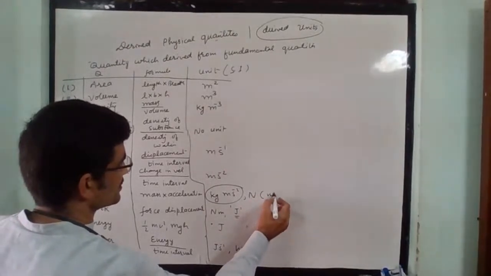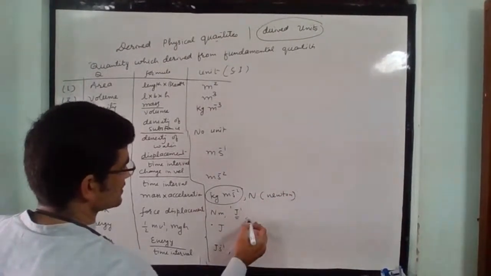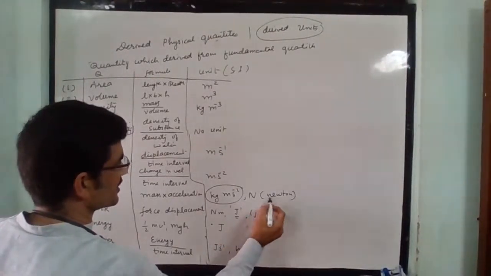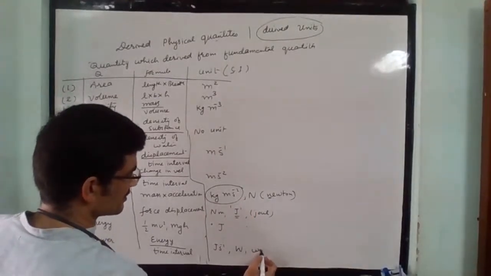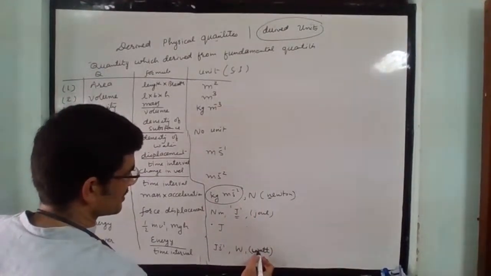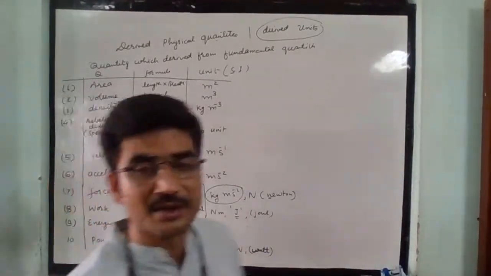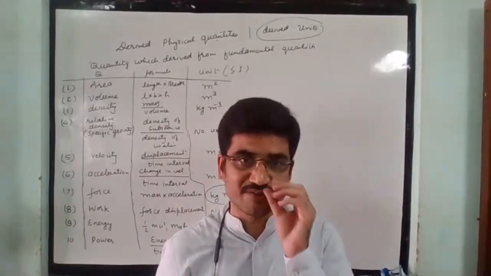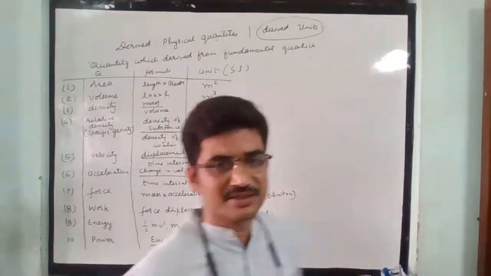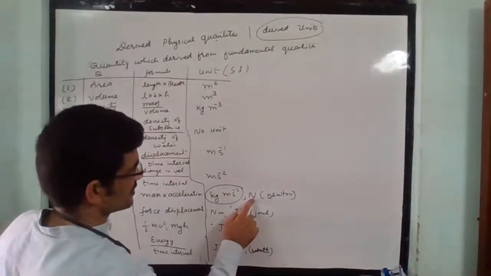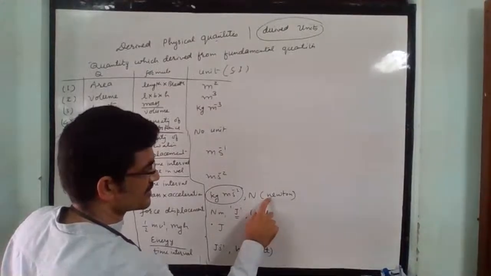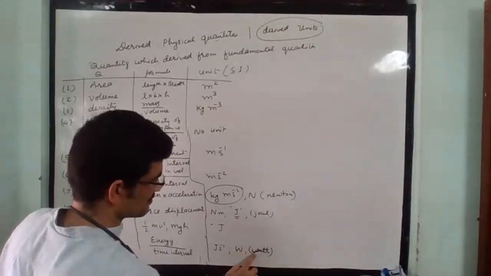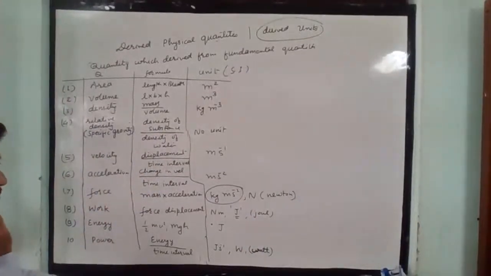When you write the unit names in full, the first letter should be small, not capital. If you write the first letter capital, it will be wrong. In some books it is given wrong. When you write the short notation only, then it should be a capital N for Newton, capital J, small j for joule, capital W, small w for watt. So the unit of power is watt.